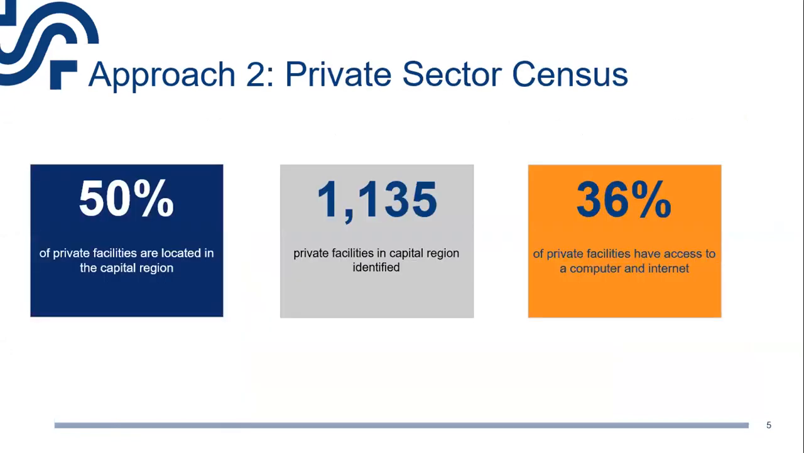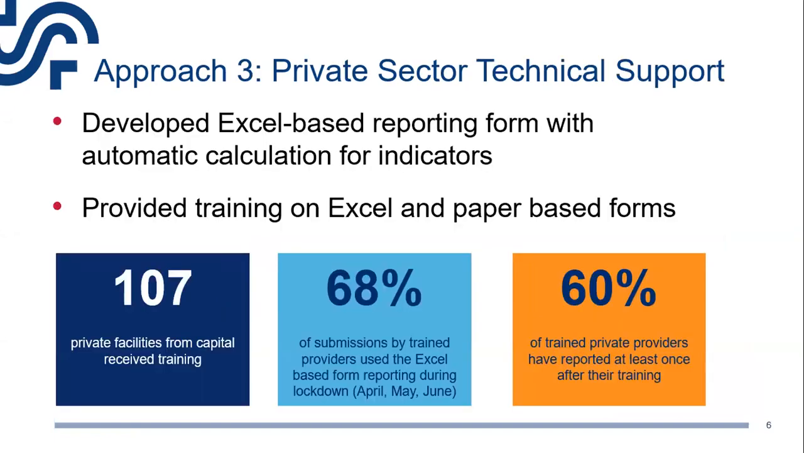The second approach is about the census that we conducted for the private sector. So we discovered that about half of private facilities in Madagascar are located in the capital region, which is a little bit normal. 1,100 private facilities are in the capital region, and 36% of them have access to a computer and internet.